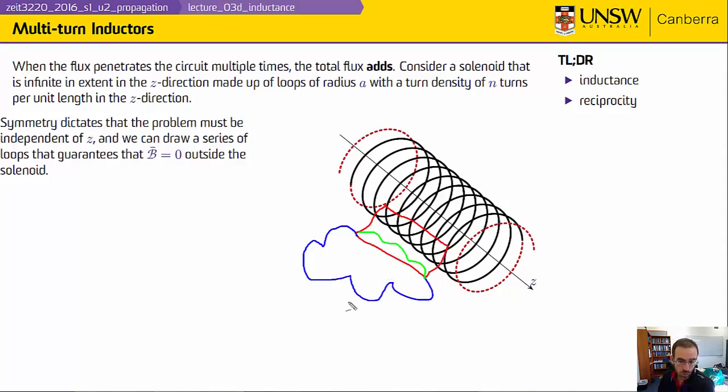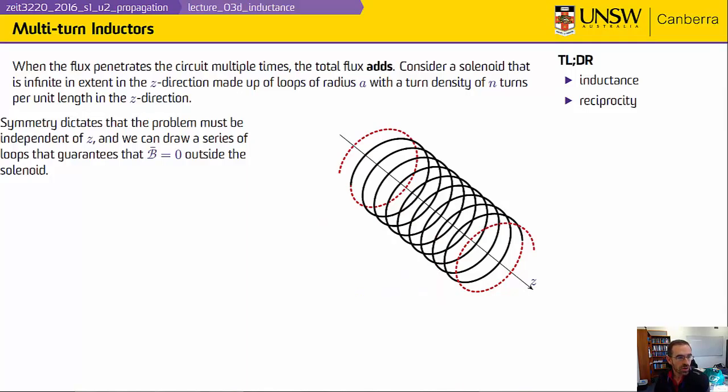So that tells me that no matter how I choose to draw my path outside, the total integral around this path is going to be exactly the same. And the takeaway from that is that B outside the solenoid is equal to 0.